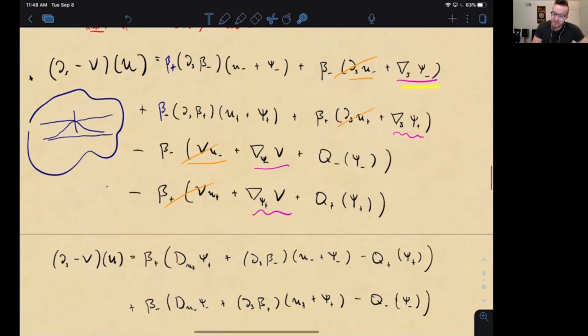So these two terms combine to give us this operator. The squiggly terms give us the one upstairs, and then I've collected all the other terms. Okay. So in order for this to be a flow line, I want this whole thing on the right-hand side to be 0.